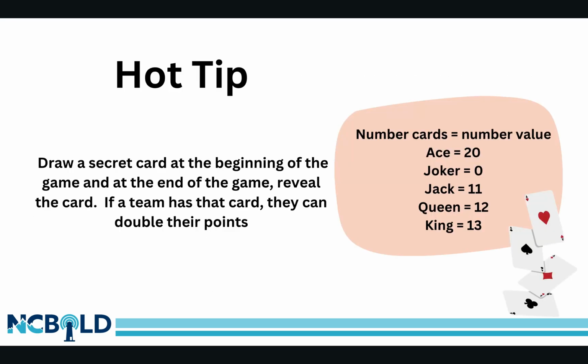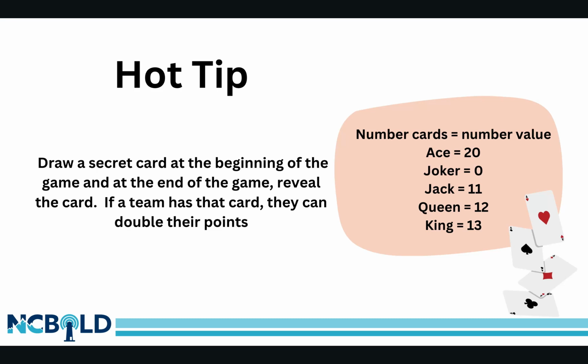And so here is how I assign values to my cards. The number cards equal the number value. So if it's a 2, 3, 4, 5, those are just whatever their point value is. But an ace is worth 20 points. A joker is worth 0. Jack is worth 11 points. Queen is 12. And king is 13. And so at the end of the lucky reading game, after you've reviewed all your questions, then they get to flip over their cards and tally up their points.